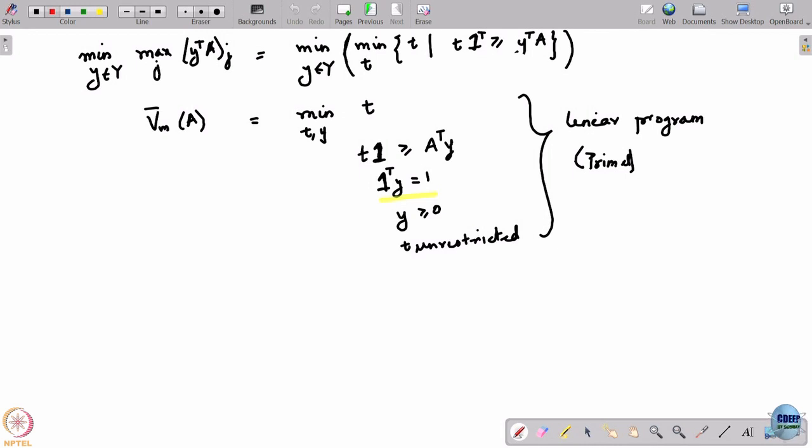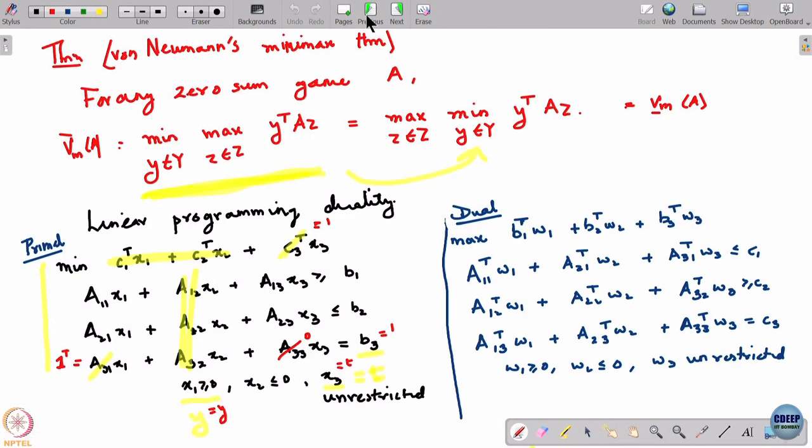Okay, what I'll do is I'll take the first equation and write this in a less than or equal to form, so that might make things easier for us. So this is A transpose y minus 1 times t is less than or equal to 0. Now this is a less than or equal to equation.